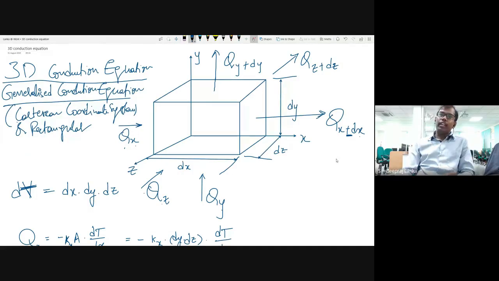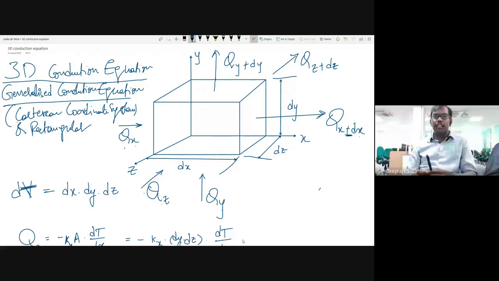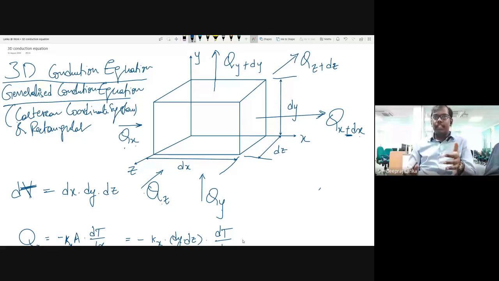I am taking positive in this direction, positive in all three directions. That's why I'm taking positive here. If you take minus in all three, you will get the same thing. Whether you take plus or minus here doesn't affect it at all. You'll get the same expression again. It doesn't vary. You got it? Yes, sir. You do it for yourself, you'll understand. Because I'm not interested in whether it is positive or negative, I am interested in the net heat transfer.